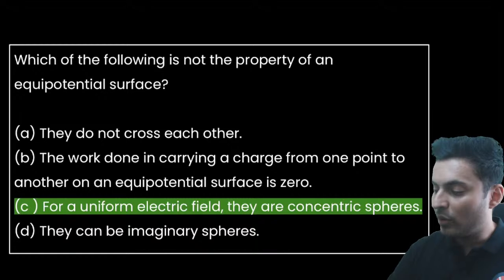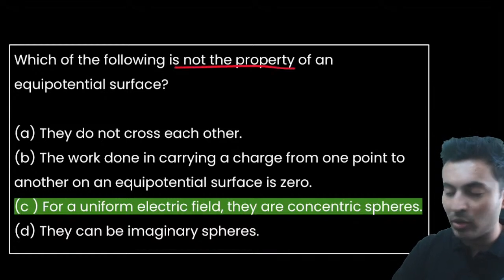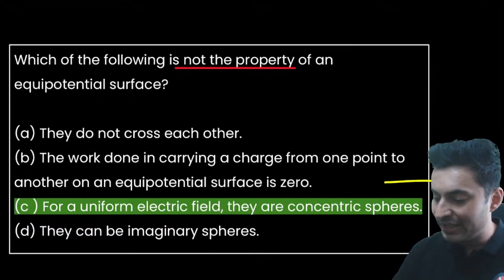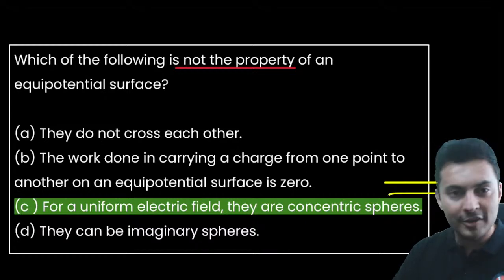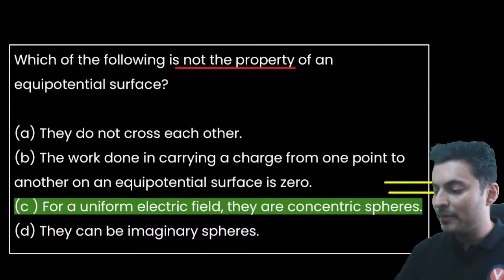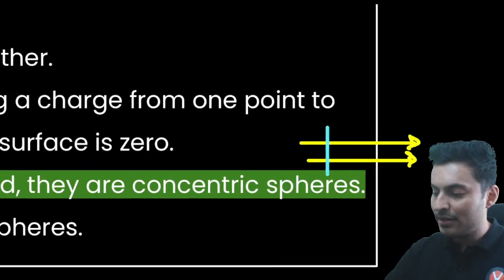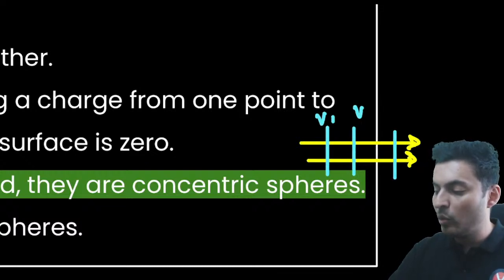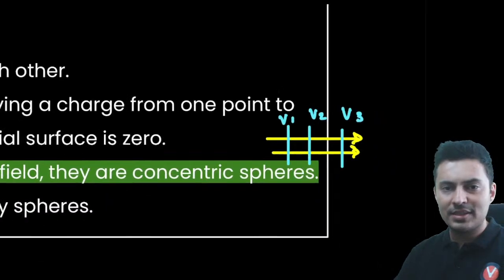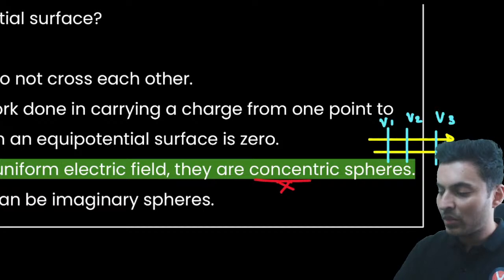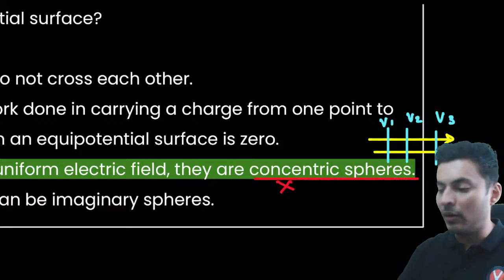Remember, for a uniform field, what happens? Please read the question carefully, not the property. It's not which is the property. For a uniform electric field, basically the lines are going to be parallel like this. Then the equipotential surfaces are just parallel lines to it. These are the equipotential lines V1, V2, V3. So they are plane surfaces, parallel lines. So definitely they are not concentric. They are not concentric spheres. So this is wrong.